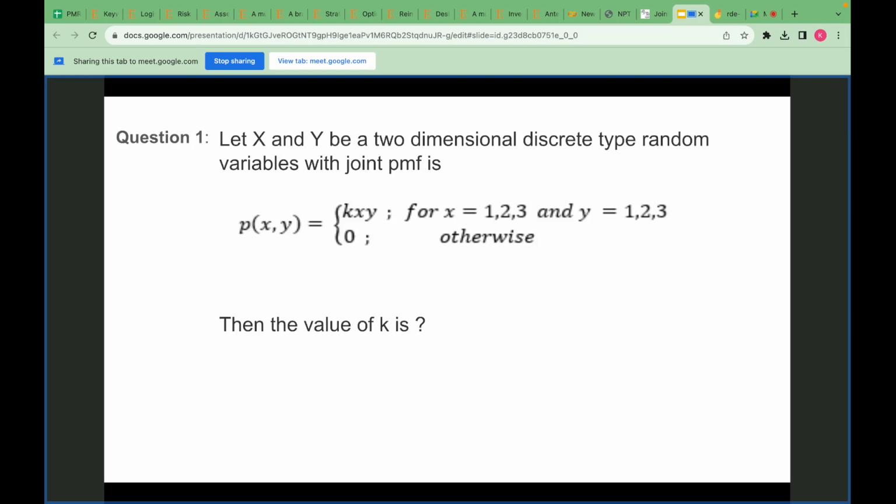In this problem we have two discrete type random variables x and y whose joint probability mass function is given as p(x,y) equals kxy, for x equals 1, 2, 3 and y equals 1, 2, 3, and it's 0 otherwise. Now we need to find the value of k. This joint probability mass function also follows the same properties as the normal probability mass function does. So we can start from this question.